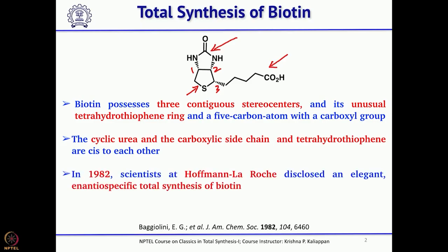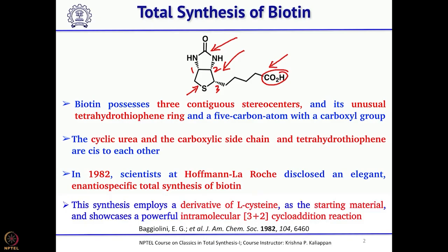Then if you look at the whole biotin, the difficult part is the carboxylic acid and these three chiral centers. How you are going to introduce these three chiral centers stereoselectively so that biotin can be made in naturally occurring form. So the first synthesis was reported by the Roche group, and here they used a very interesting intramolecular 3+2 cycloaddition of a nitrone and an alkene. They started with a naturally occurring amino acid, cysteine. Actually they used a dimer of cysteine, and they tried this intramolecular 3+2 cycloaddition reaction.